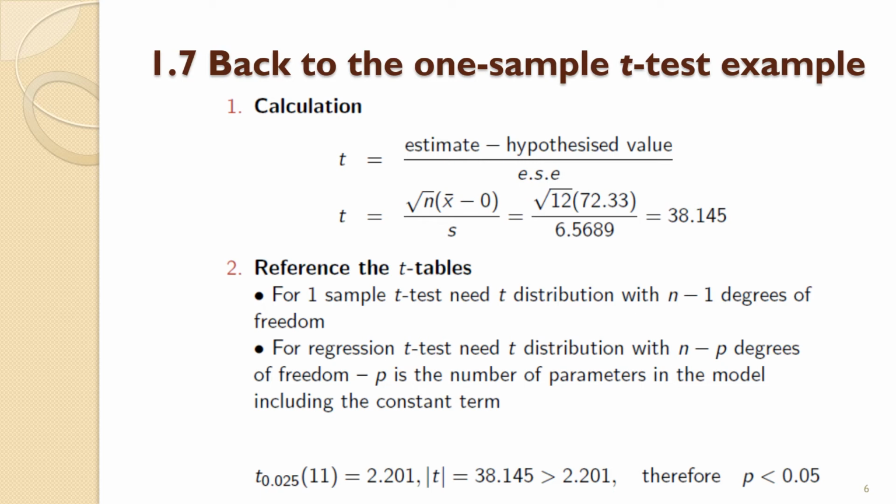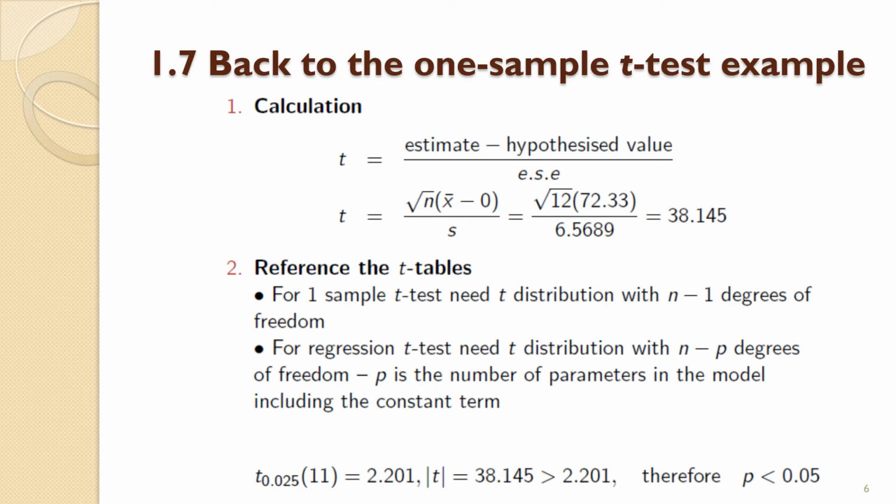So for the t-test you need a distribution with n-1 degrees of freedom, where n is the number in the sample. It's the same basic procedure for regression, but the degrees of freedom depend on the number of parameters in the model. A t-test is just a regression with p equals 1. Back to the example, so this is the value you need from tables, and the way you would express this: the absolute value of the t-statistic is 38.145, greater than 2.21, and therefore p is less than 0.05.